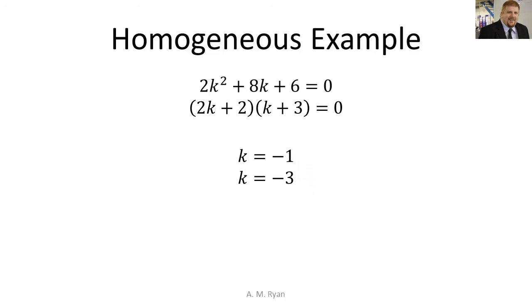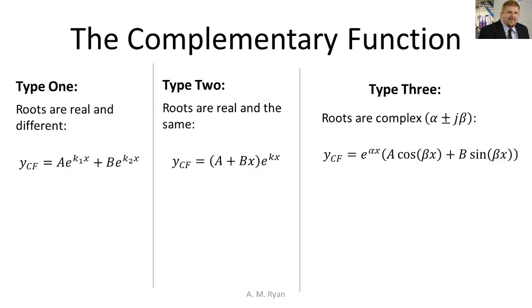Okay, now the type of roots we get determine what type of complementary function we use, and there are three. Okay, so type 1 is where the roots are real and different. That's the type we currently have, and this is the equation we put in for the complementary function. So you just look these equations up and write them in. Okay, they've been determined by people far cleverer than us. Type 2 is where the roots are real and the same, and type 3 is where our roots are complex numbers.